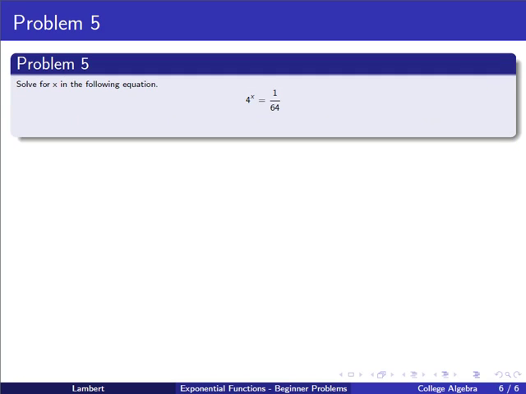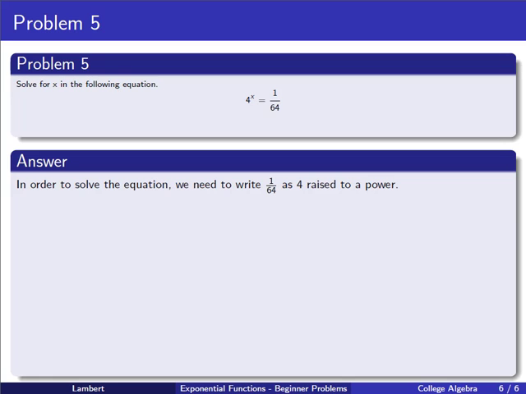Now, with our final problem, let's solve for x in the following equation: 4 raised to the x power equals 1 over 64. So how do we do this? Well, the idea is to try and get 1 over 64 written as 4 to some power, if possible. In this case, it is possible, because first off, 1 over 64 is the same thing as 1 over 4 cubed, because 64 can be written as 4 cubed. So 1 over 64 equals 1 over 4 cubed.